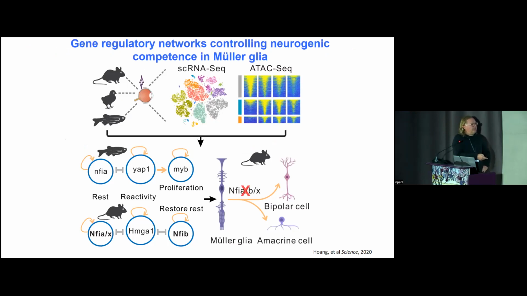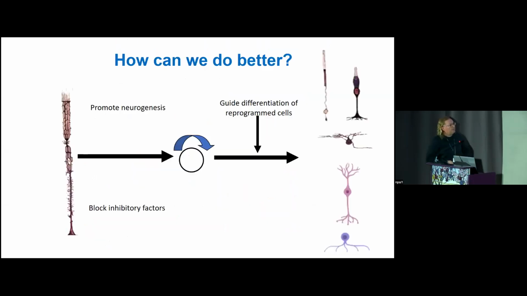So just to sum up this part of the talk, this is all published. By using integrated multi-omic analysis, we're able to identify gene regulatory networks that control regenerative competence and that actively repress it in the mouse. And we've shown that the NFI factors are part of this repressive network. Now, I think we can do much better. This is an important advance, but we're really not where we need to be.